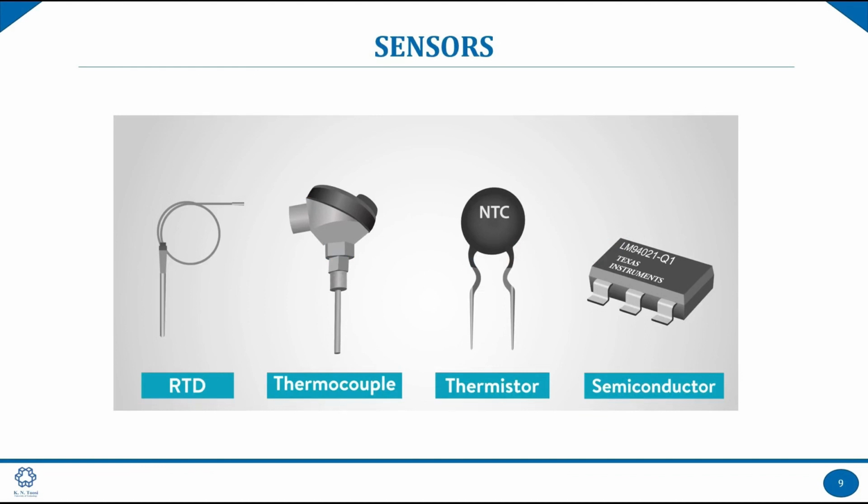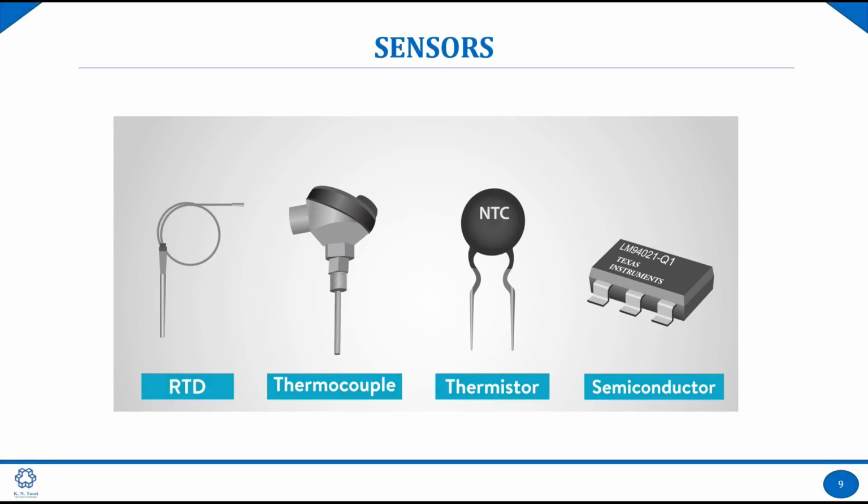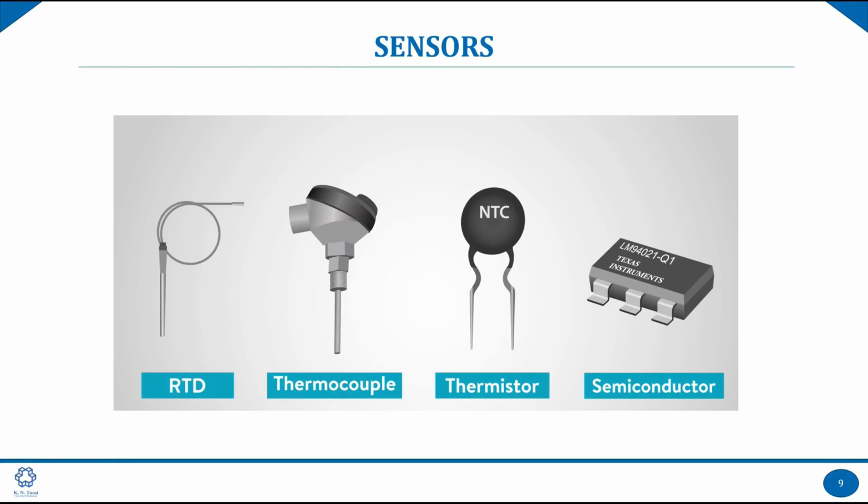Next, I want to talk about the types of sensors. As you can see, for measuring temperature, we have 4 types of sensor. RTD stands for Resistance Temperature Detector. RTD is a sensor whose resistance changes as its temperature changes. The resistance increases as the temperature of the sensor increases. The resistance versus temperature relationship is linear.